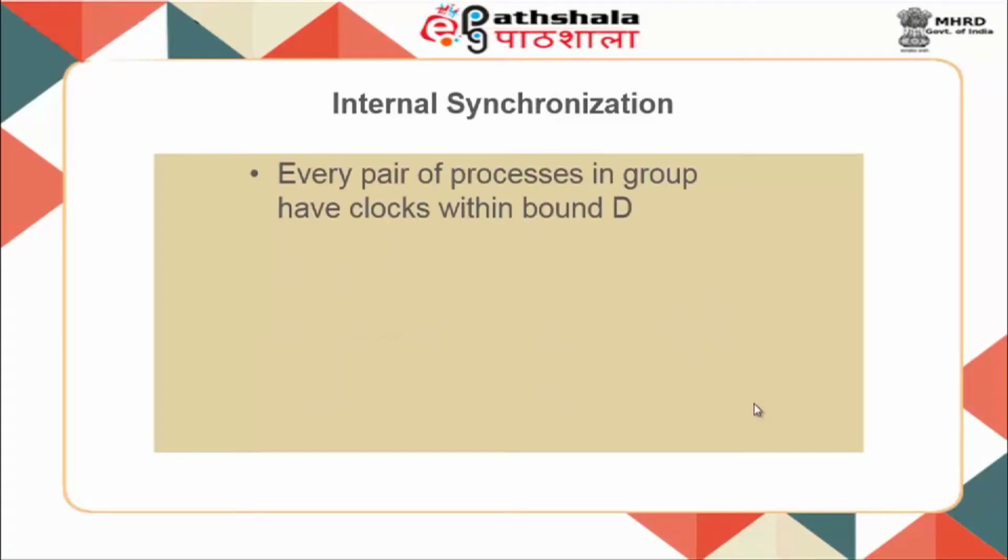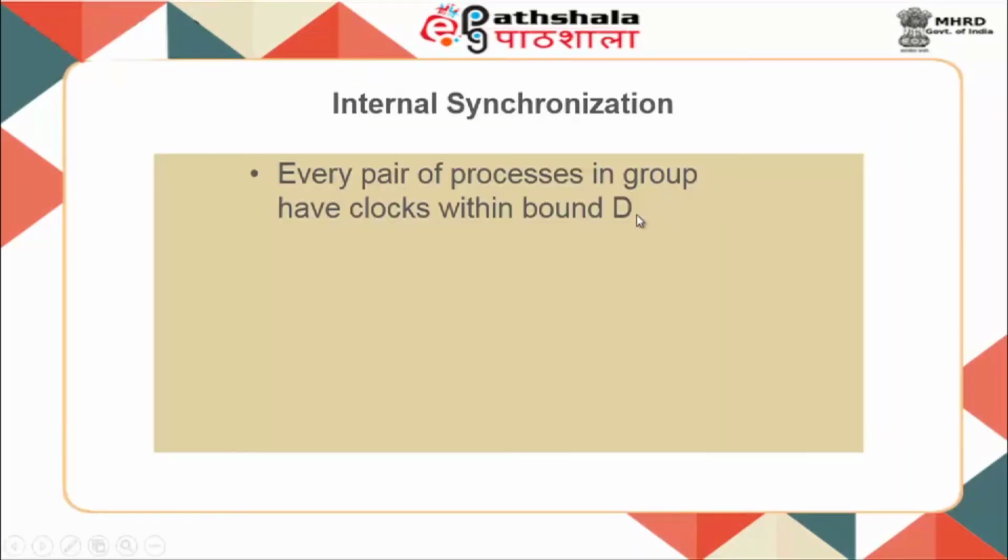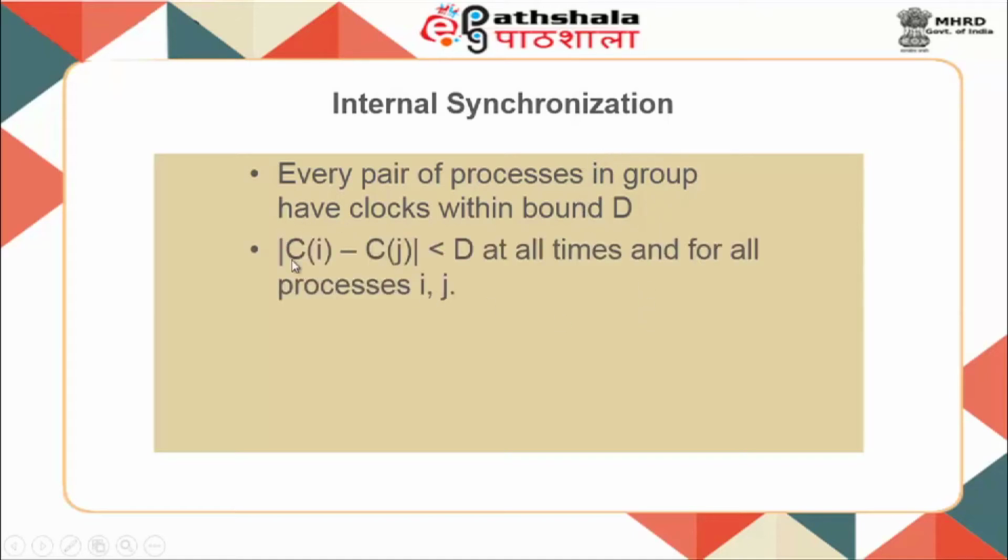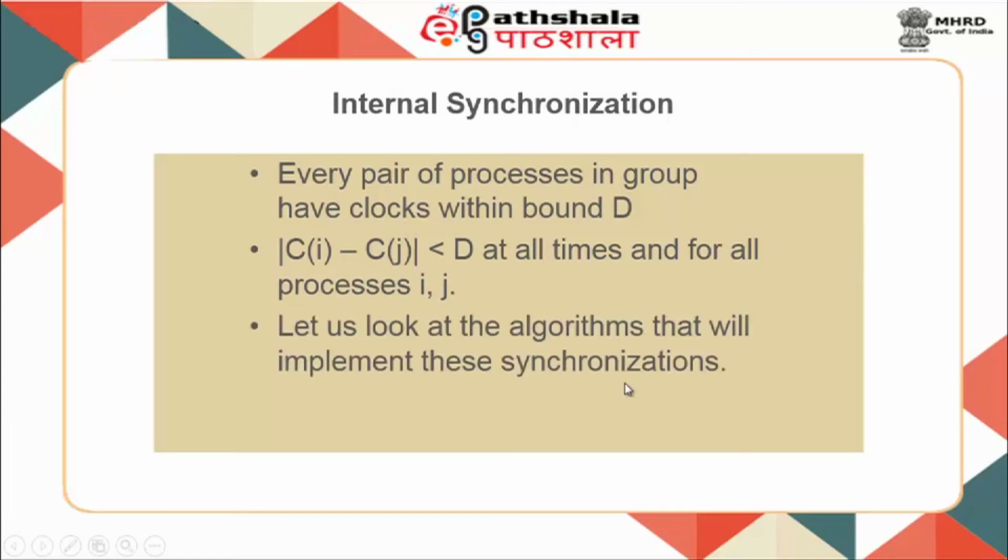In internal synchronization, every pair of processes running in the system on various machines should have their clock values within the time bound of D. So, here the clock value of i minus the clock value of j should be within the time bound of D, where i and j are the two processes.